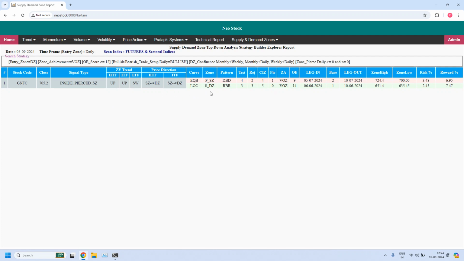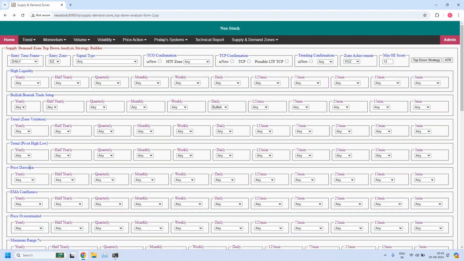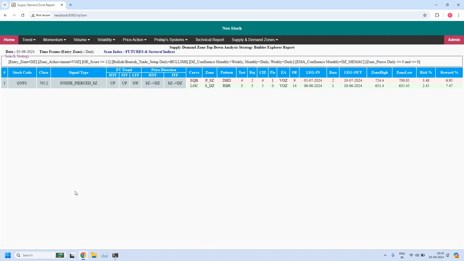Even if it is not having, not a problem, because already we have a high liquidity daily demand zone here. But anyway, let's verify EMA confluence in monthly time frame. I am checking monthly demand zone with monthly EMA confluence. Good. This stock is also having monthly EMA confluence. Okay, this is about monthly bullish trade setup.